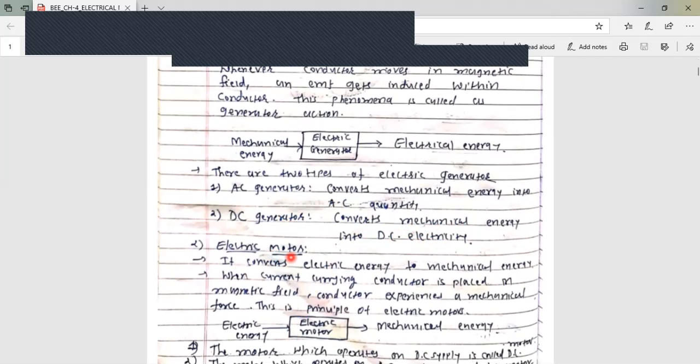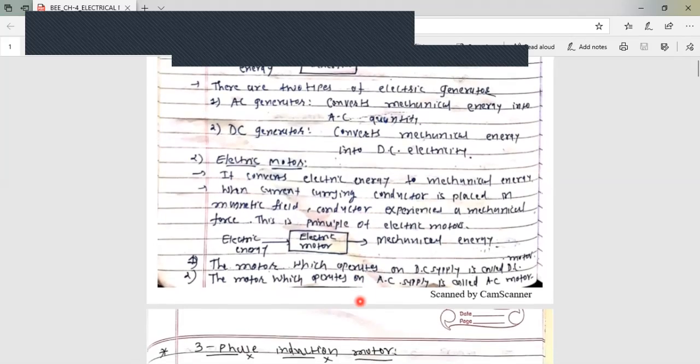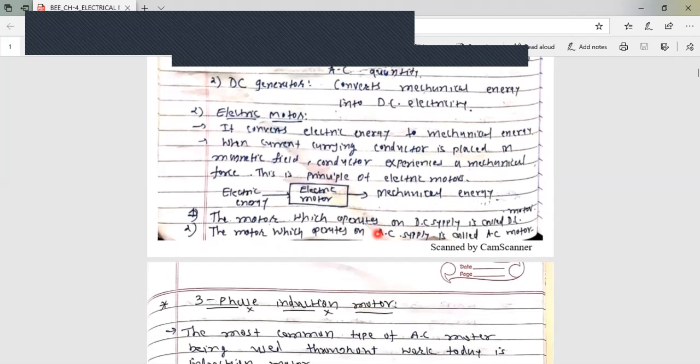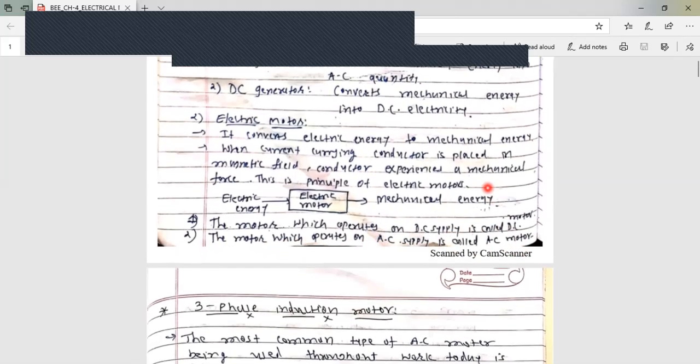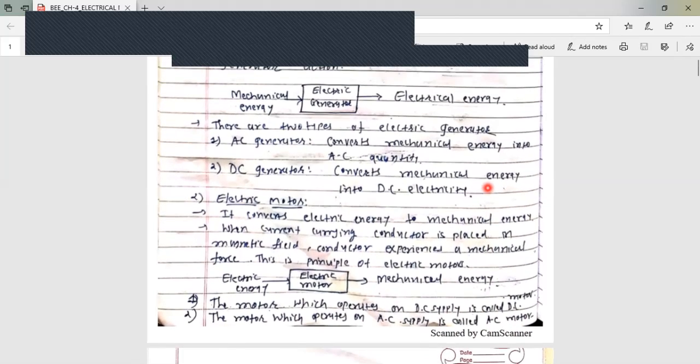The second part of machines is electric motors. A motor converts electrical energy into mechanical energy. When a current carrying conductor is placed in a magnetic field, it experiences a mechanical force. This is the principle of a motor. The motor which operates on DC supply is a DC motor, and the motor which operates on AC supply is called an AC motor.